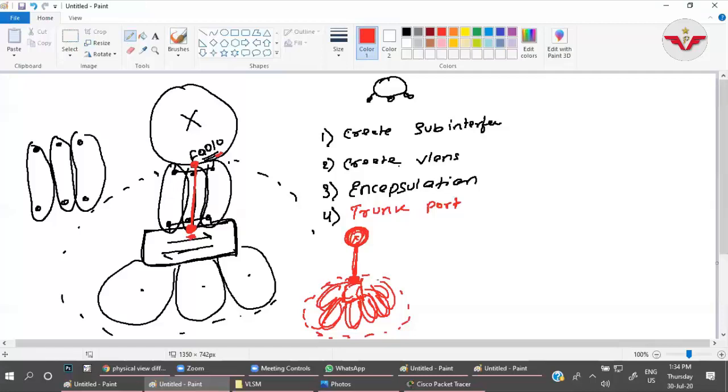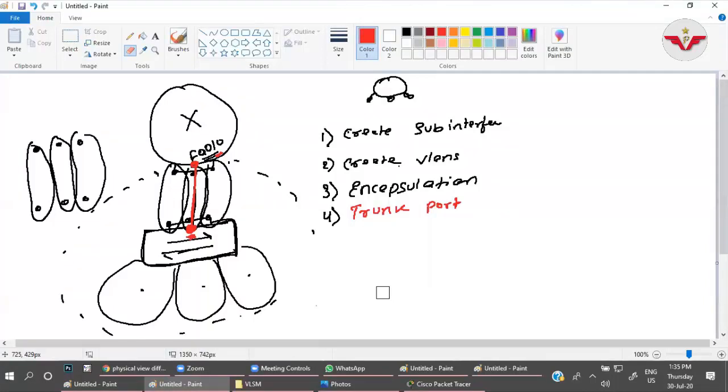What is the difference between trunk port and access port? In the previous scenario, we have checked. I was creating the access port: switch port access VLAN 10, switch port access VLAN 20, switch port access VLAN 30. What are the differences between trunk and access port?